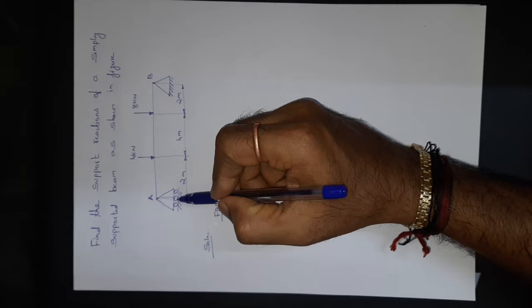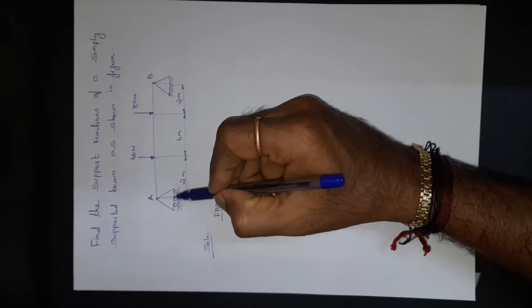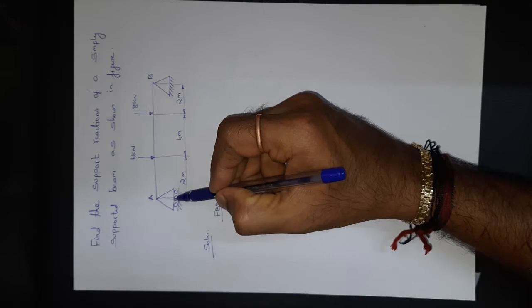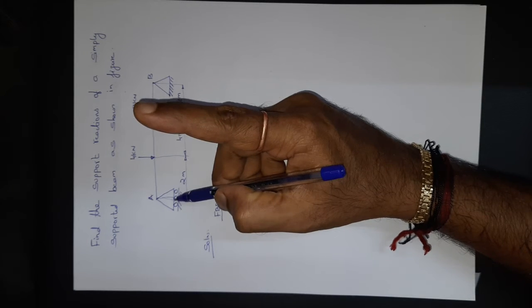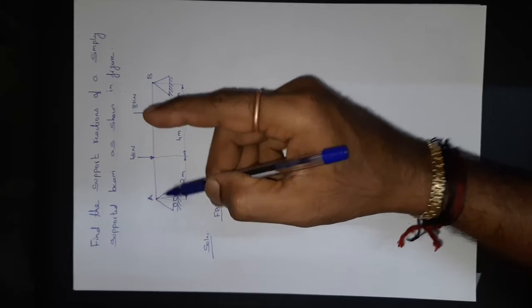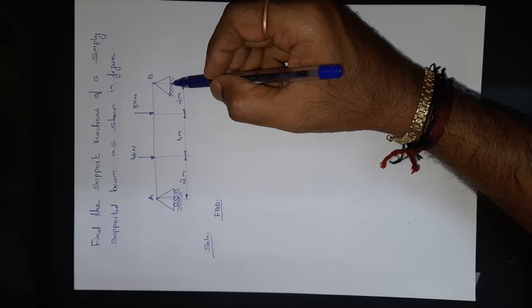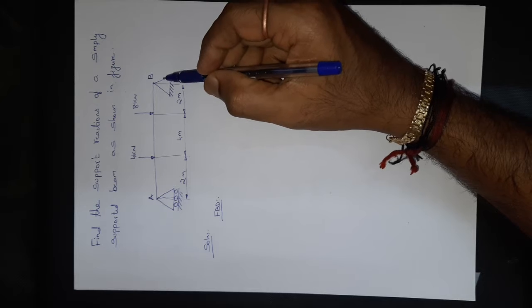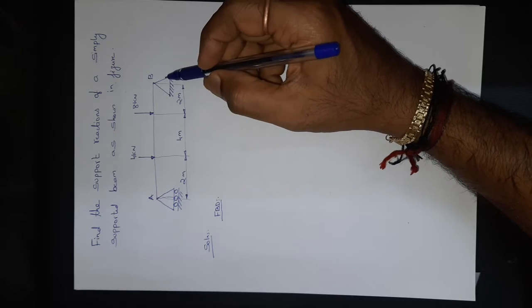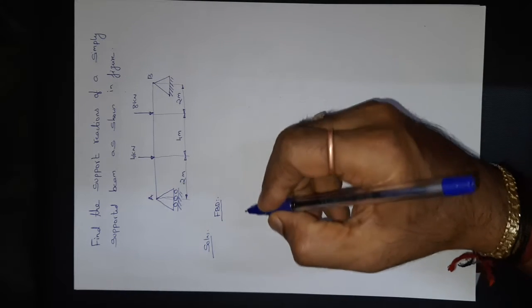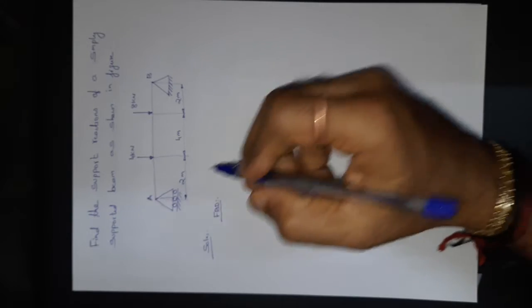I taught you, when the rocker support is given, there would be only one reaction. As far as the hinge support or pin joint support is concerned, there will be two reactions: one horizontal, the other vertical, isn't it? So let me draw the FBD first.